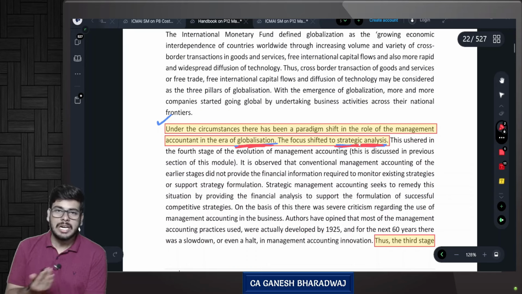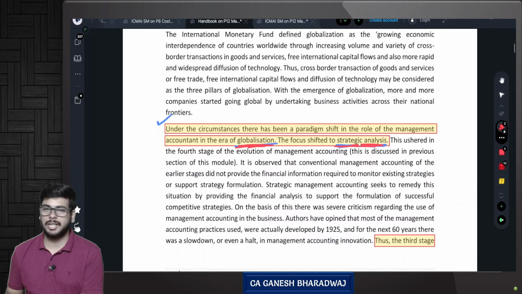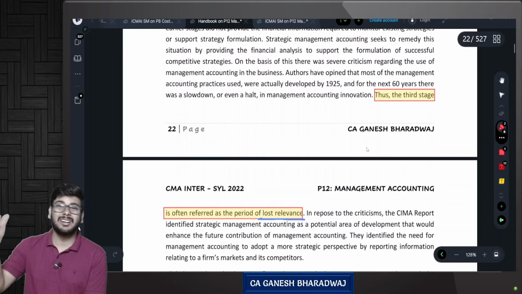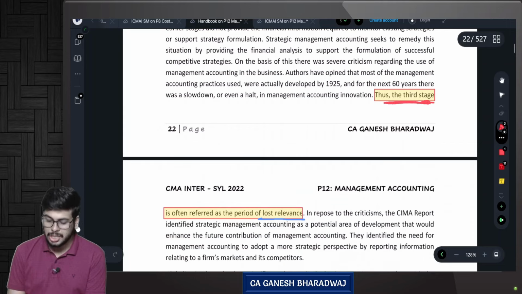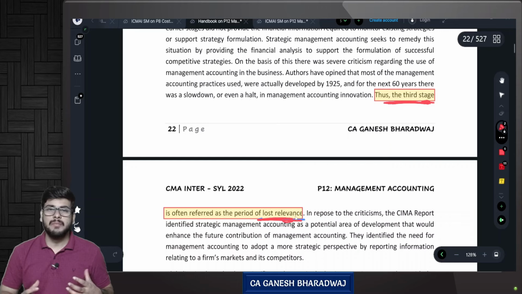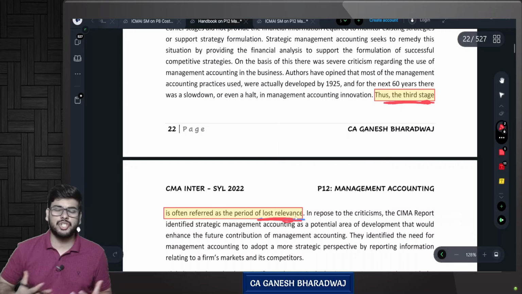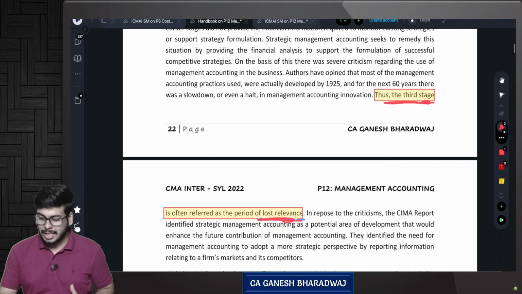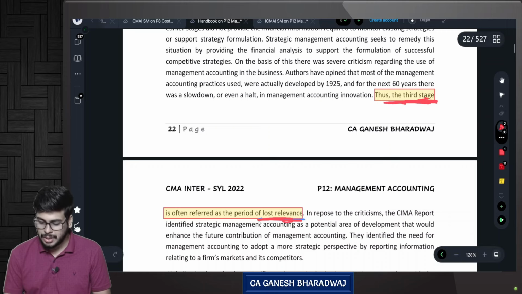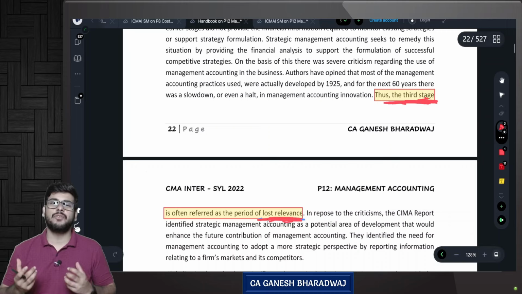I told you it's about deciding between a cost leadership strategy or a product differentiation strategy. And if you see the third stage, now I'm connecting the dots, the third stage of the evolution of management accounting is often referred to as a period of lost relevance. Why? Because completely new changes in technologies all happened after 1985 only. That's why the third stage is often referred to as the period of lost relevance.